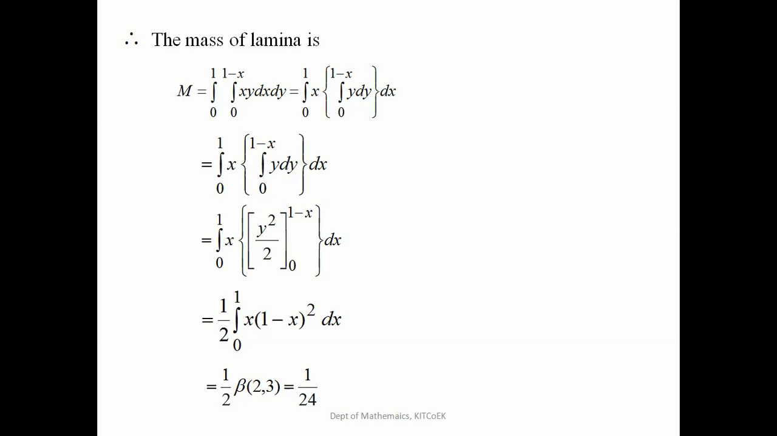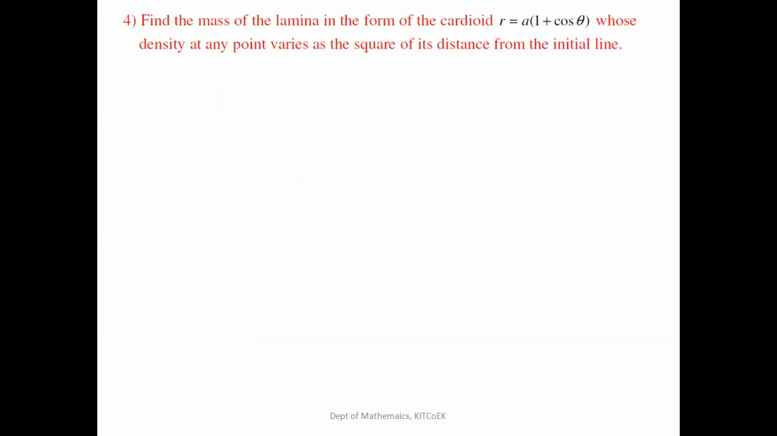In previous all three examples, we have seen that the region of integration was given, or the equations of lamina or boundary curves were given in Cartesian form. Now we will solve one more example in polar coordinate system. Find the mass of the lamina in the form of the cardioid r equal to a into (1 plus cos theta), whose density at any point varies as the square of its distance from the initial line.